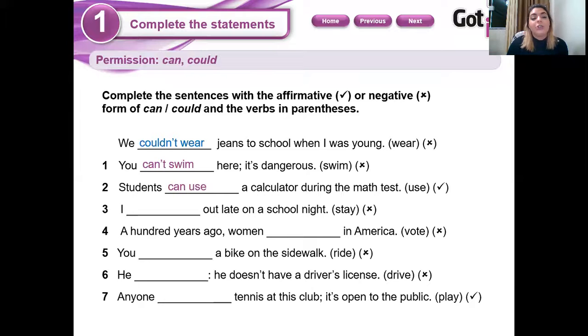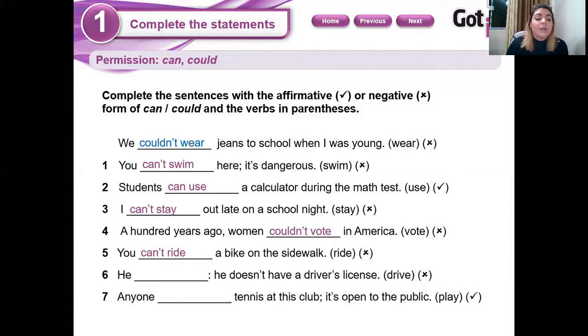Number 2, students can use a calculator during the math test. Okay, so it's positive, so can. Again, you don't have any information that the sentence is in the past. I can't stay out. I can stay out late on a school night. Negative, positive, negative and present. 100 years ago. So in number 4, you have the past time expression. So 100 years ago, women couldn't vote in America.